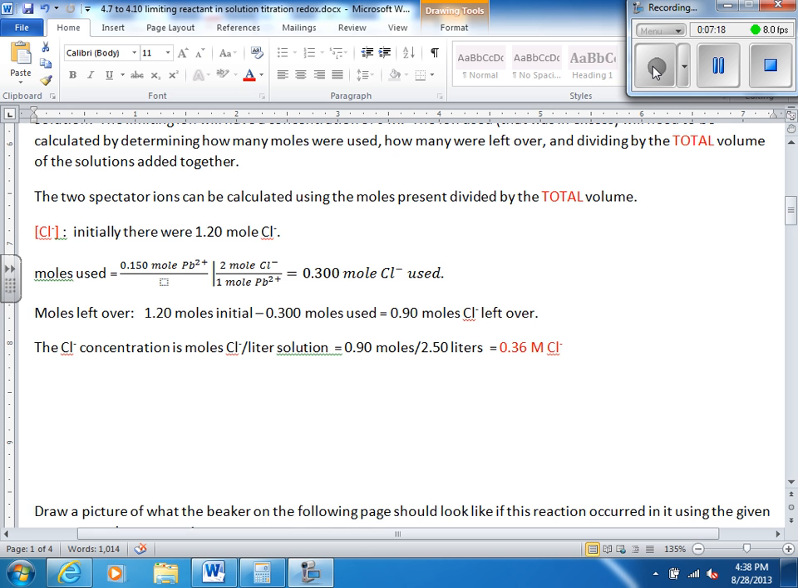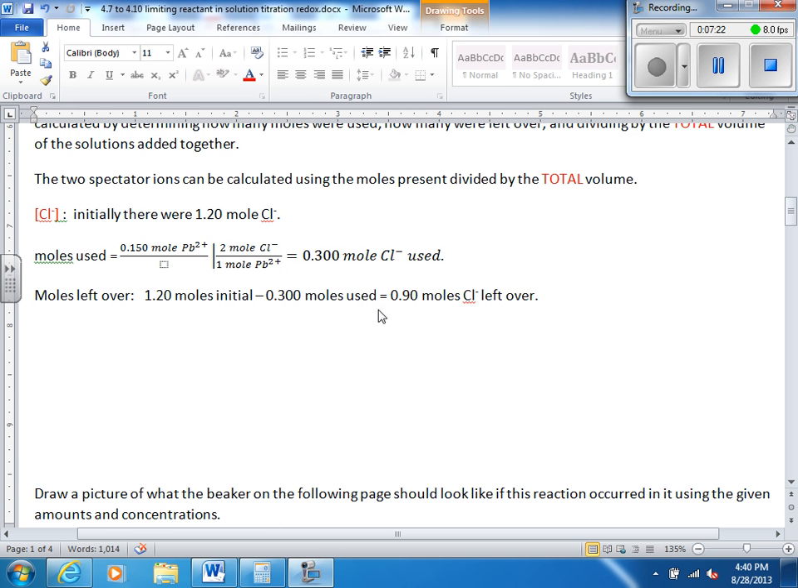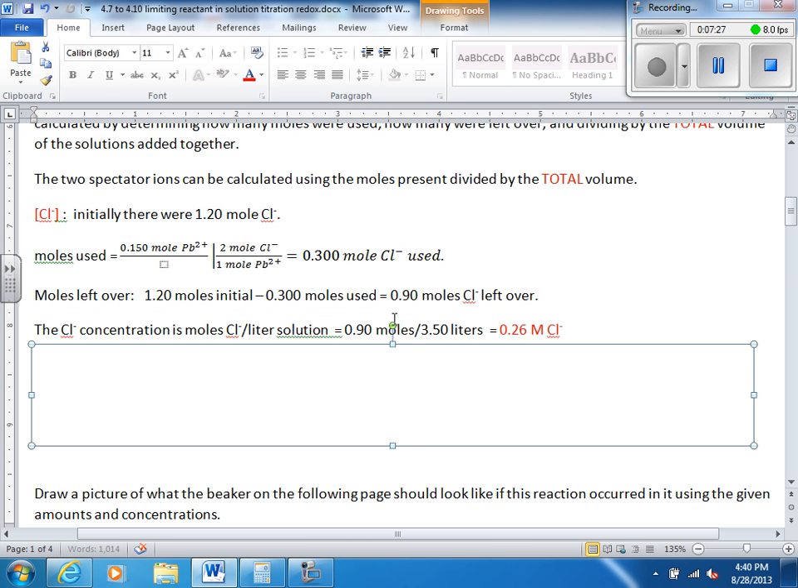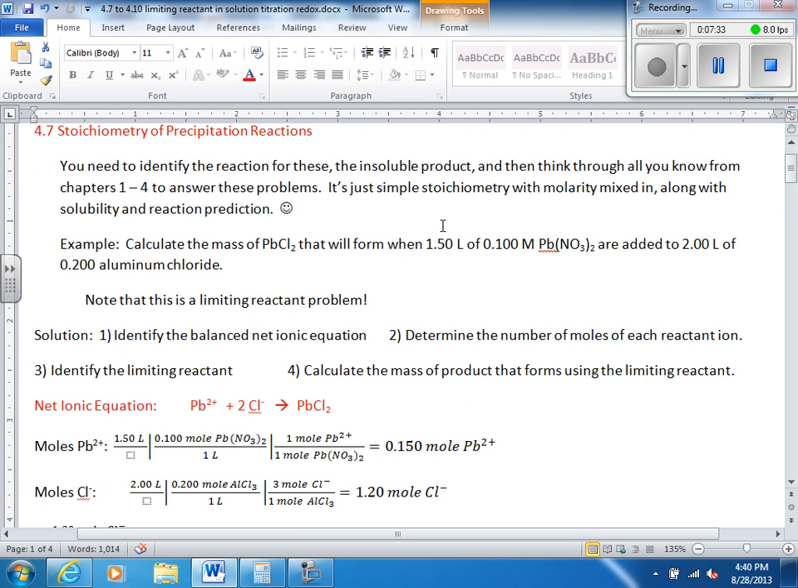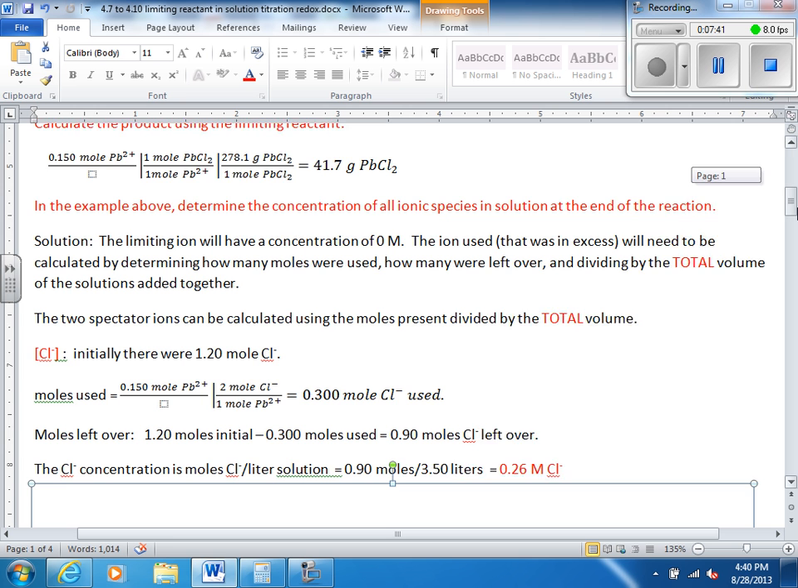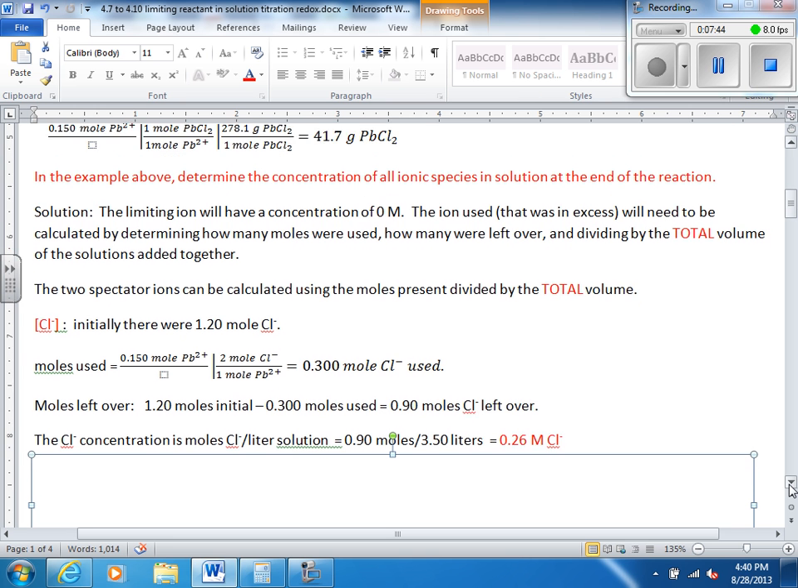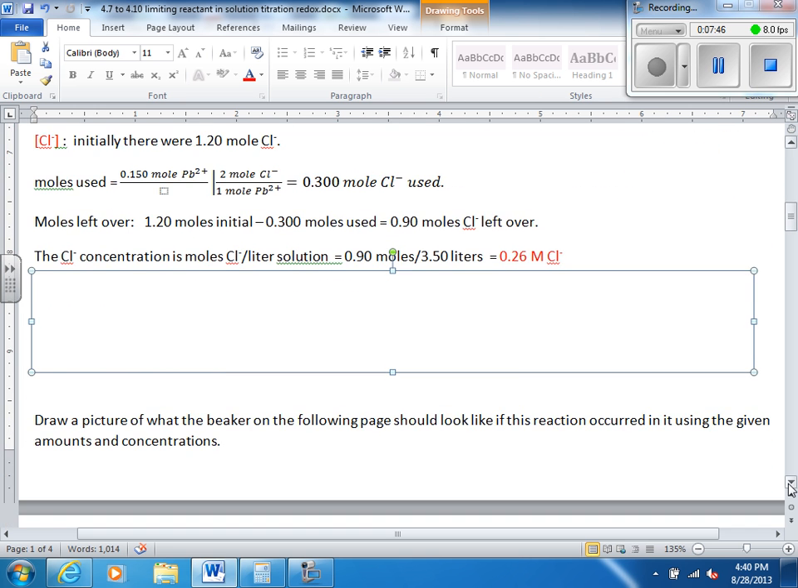We need to divide by the total volume. I did not do that correctly. I just fixed it. Okay, here we go. So I had made a mistake originally where I divided by 2.5. We had 1.5 and 2 liters. We have 3.5 liters total, not 2.5 liters total. So I've just fixed that. Even teachers make mistakes. Usually, well, hopefully, usually, we catch them. All right, so we have 0.26 molar chloride.